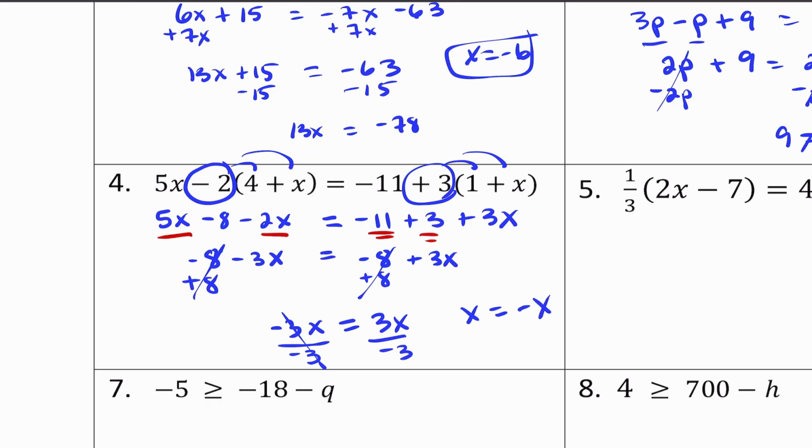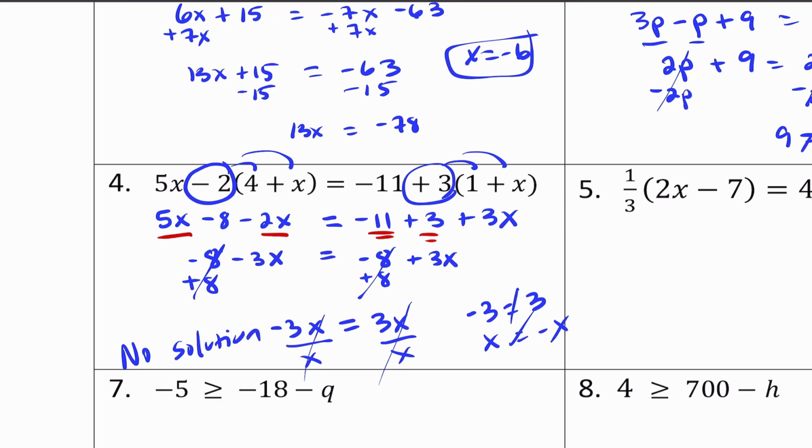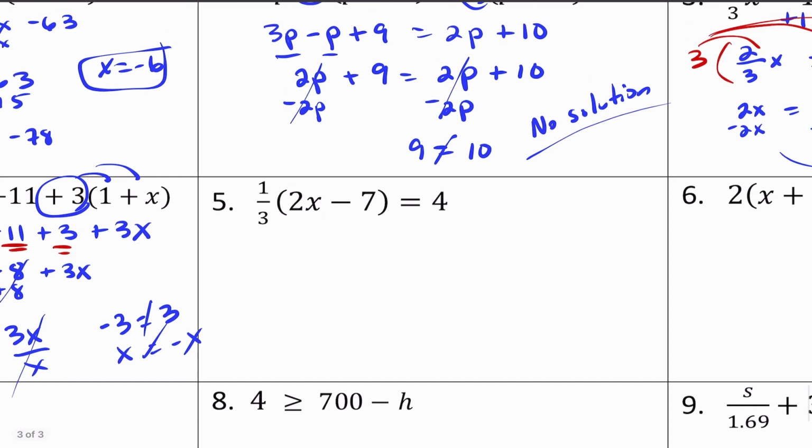Or if you wanted to, I can go ahead and divide both sides by x, and they'll cancel each other out. Negative 3 is equal to positive 3. And the other one was what? Positive x and negative x. Look at that. These are statements. You might get one or the other. This is not true. So what does this all mean? No solution. All right. Okay.